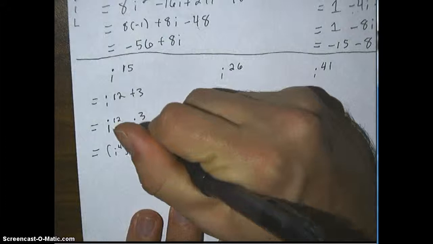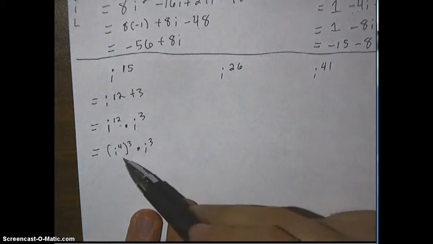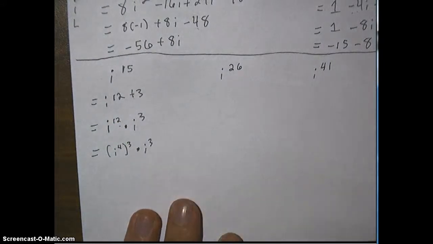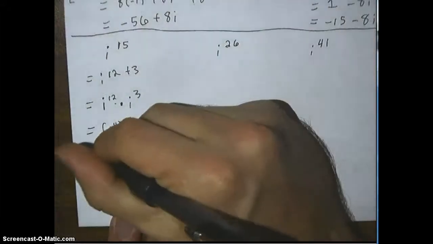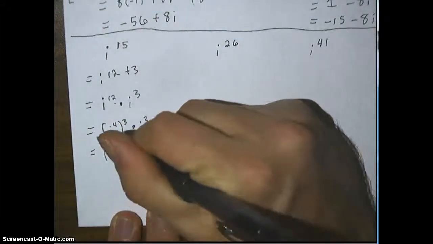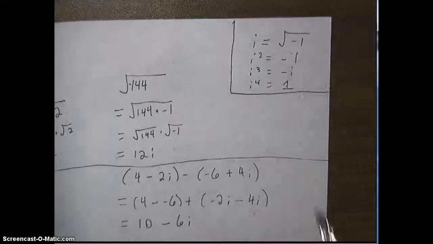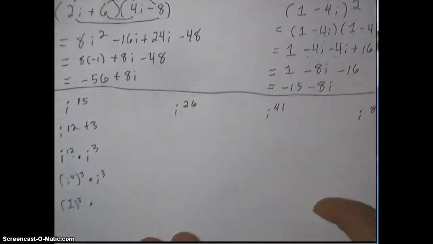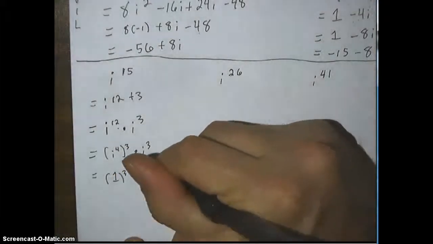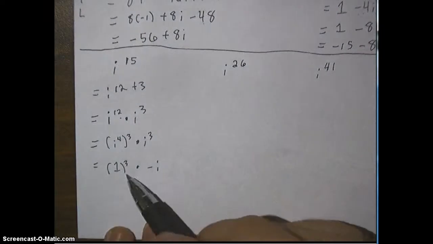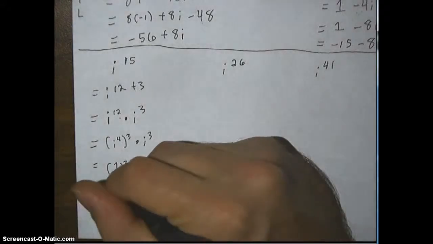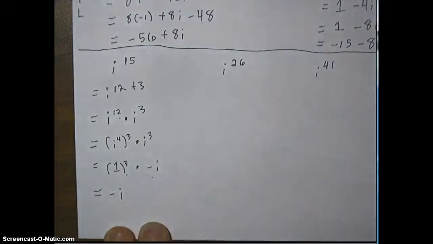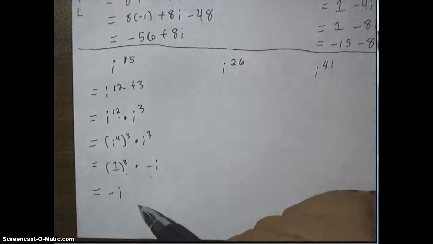Now here, this is still i to the 3rd. Well, i to the 4th, why did I do that? The reason I did that is because up here, i to the 4th equals 1. So I'm going to replace that i to the 4th with a 1 to the 3rd power. And i to the 3rd equals negative i. So I've got 1 to the 3rd, that's 1 times 1 times 1, that's still 1, times negative i. Well, anything times 1 is just itself. So the answer here is negative i. So i to the 15th is negative i.